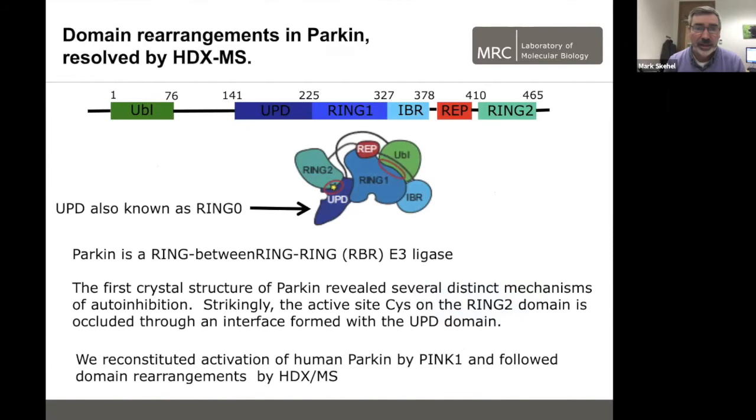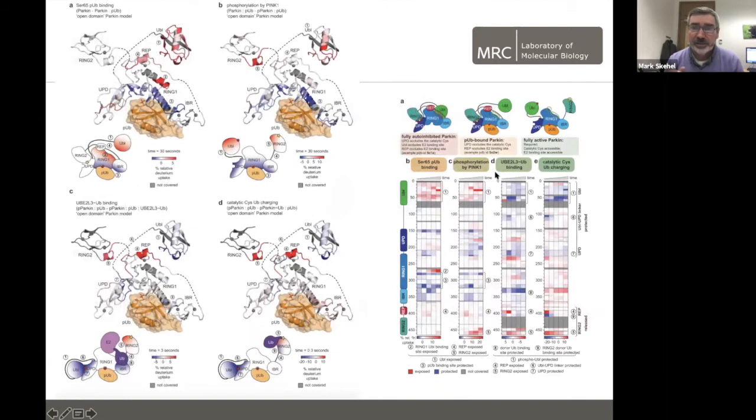Okay. So classically, it's one of these RING-between-RING structures. It has these domains here. So this is the unique-to-parkin domain, a RING2, a RING1, an in-between-RING, and this UBL-like domain here. Okay. So right, this is hugely complicated, but I didn't think we needed to go too much into what was going on here.